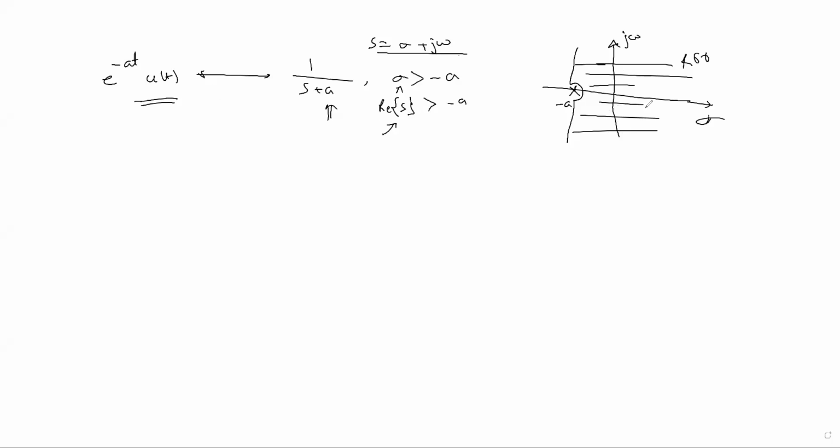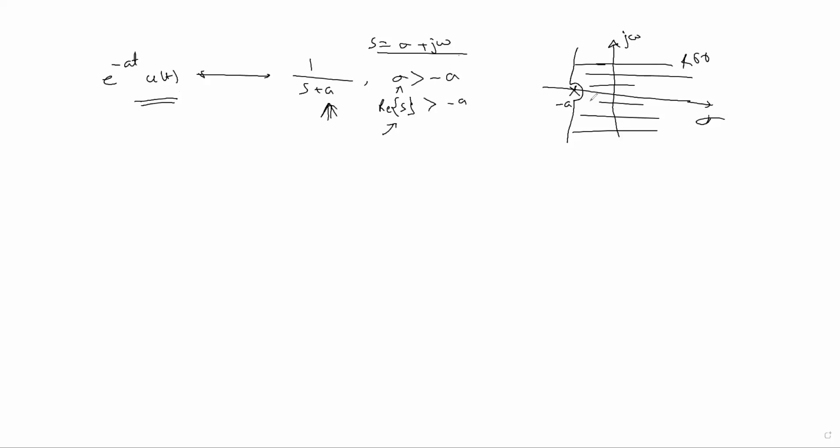I have said that if this ROC encloses the j omega axis, then this signal is called a stable signal. Here you can see this ROC. ROC means region of convergence. Region of convergence means the set of values of sigma for which the Laplace transform exists. That definition I have given already. So by the ROC, we can say whether the system is stable or not, and where the pole is located.